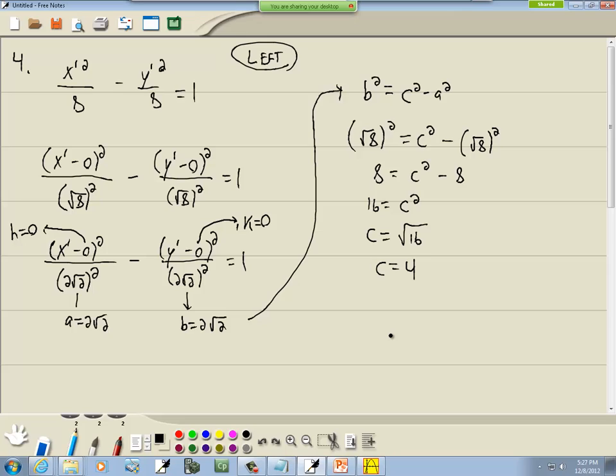Okay, so now we have our 5 values. We got a is equal to 2 square root of 2. We'll probably want to get a decimal version of that, so let me go to my calculator here. 2.8. Okay. And b will be 2 square root of 2, which is approximately 2.8. c is 4. h is 0, and k is 0.